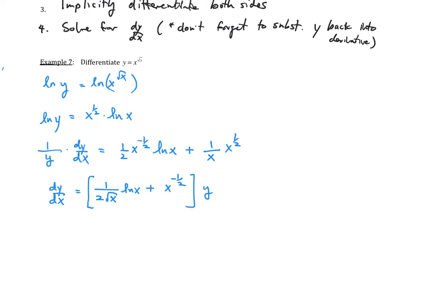So the final step we're going to have is we're going to substitute the y back here. So we can simplify a little bit. We're going to have 1/2 rad x natural log of x plus 1/rad x. And then we want to make sure we multiply that whole expression by y, which is x to the rad x. And this gives us our final answer.